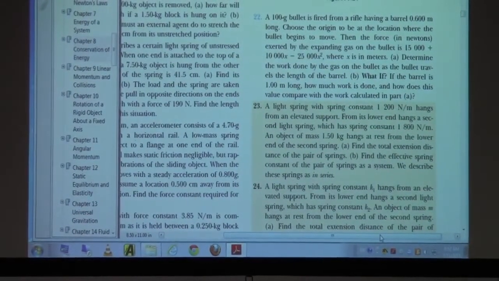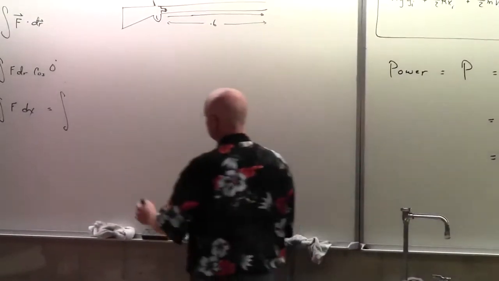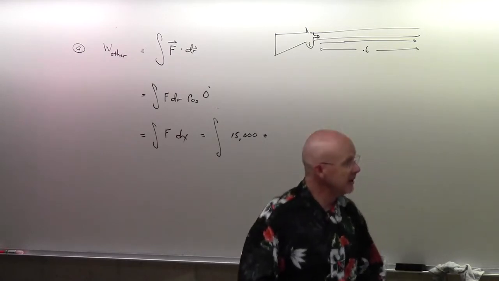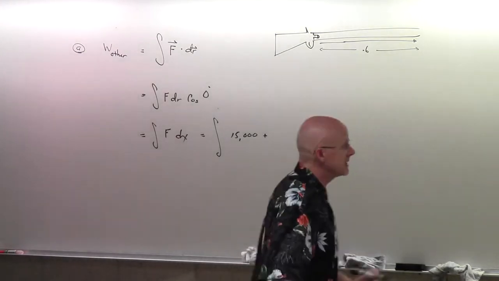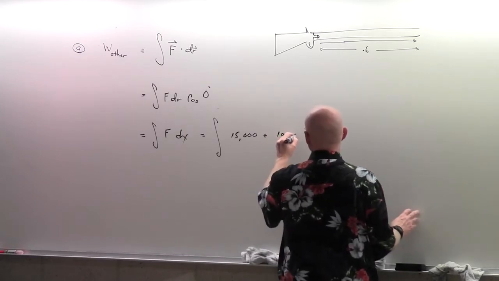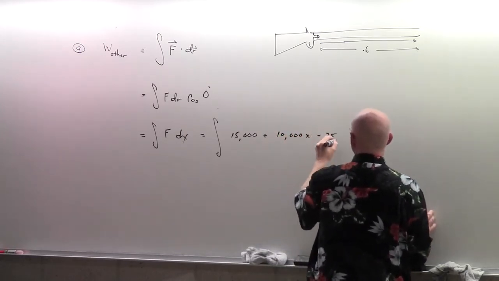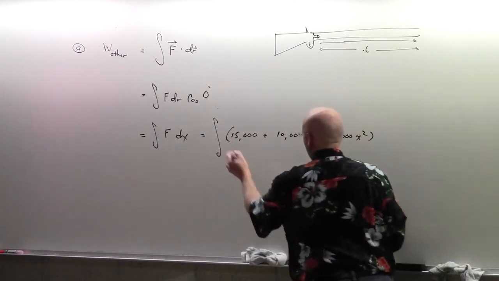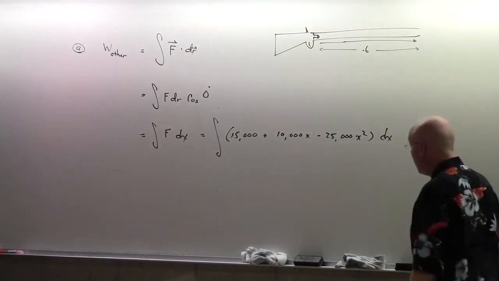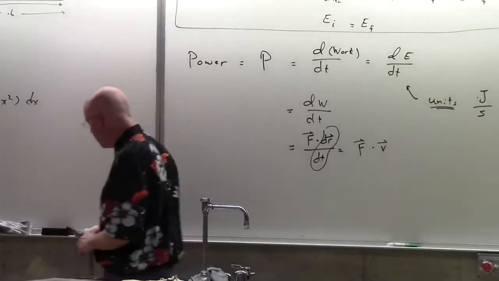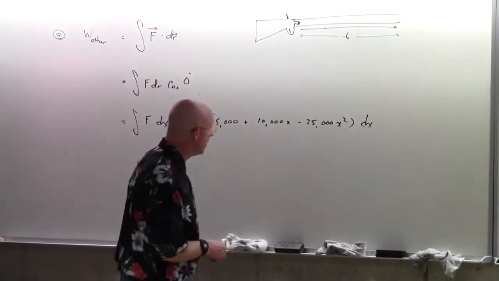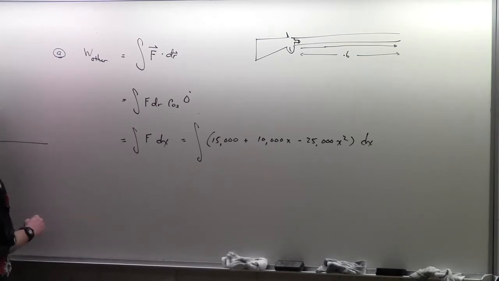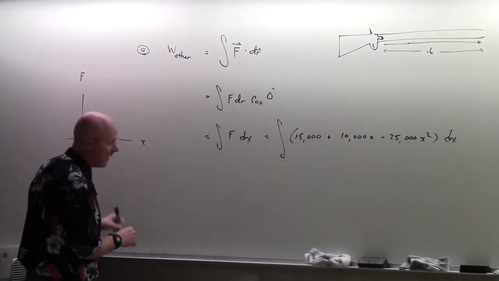And so they've got 15,000 plus, or was it a minus? It's a plus 10,000x, right? Yeah. And then minus 25,000x squared. You could probably actually do this integral without even more thought about that equation, but that never sits well with me. And so I kind of like to think about what they are giving me.